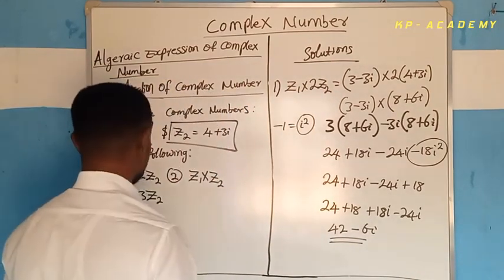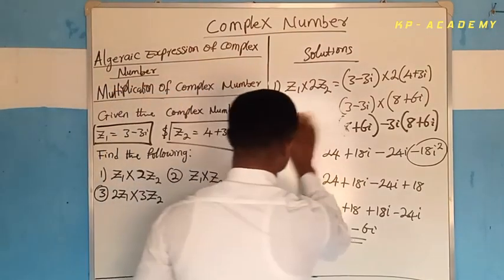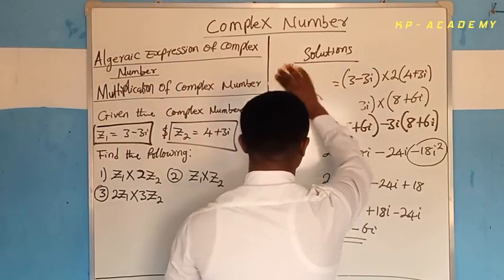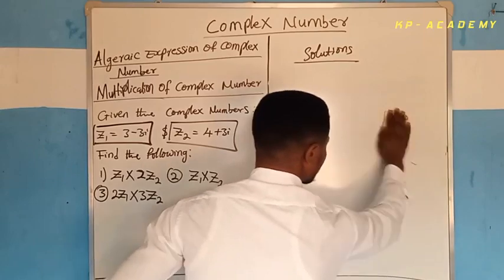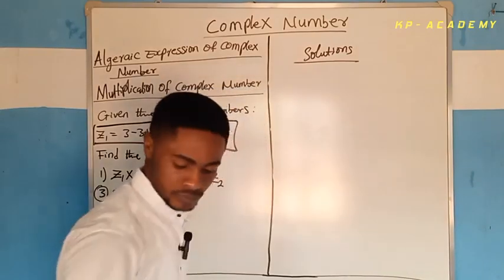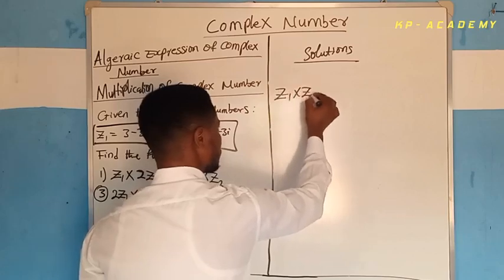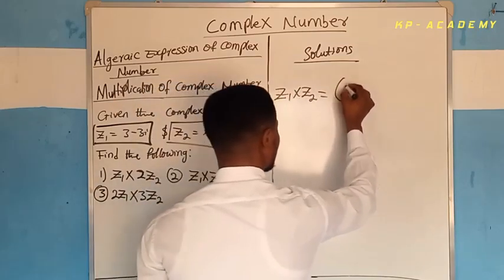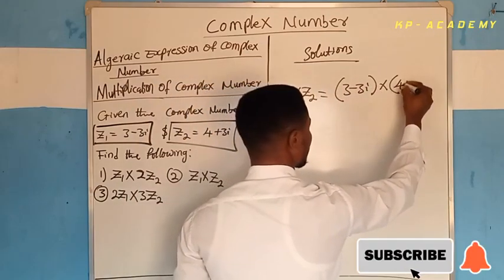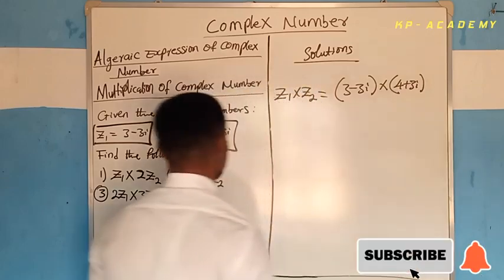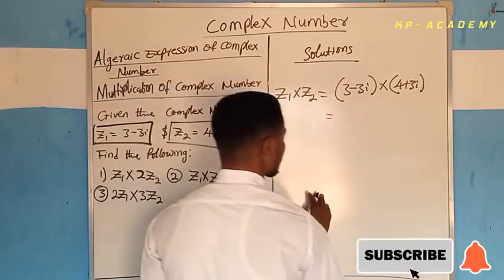Okay, let's quickly tackle the second one. Take down the notes, and let's tackle the second one that says Z1 times Z2. It simply means open a bracket, put Z1, which is 3 minus 3i, times 4 plus 3i. We have this, so we have already inserted it.